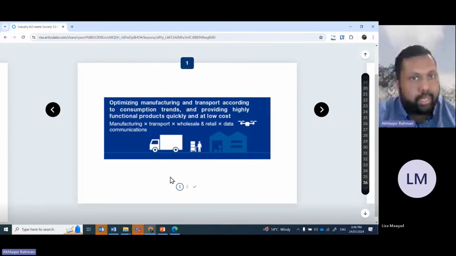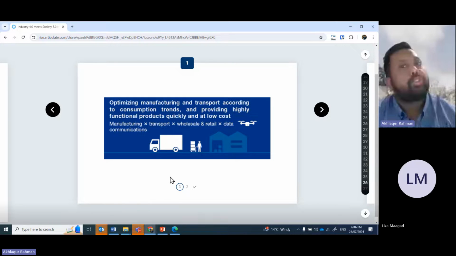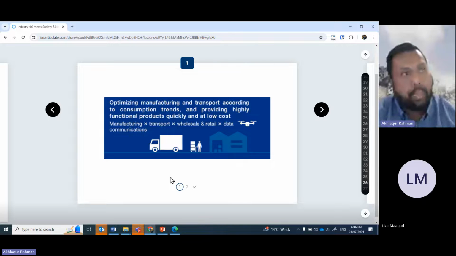So think about it again. You're optimizing your manufacturing process. So think about a manufacturing process that's going on. You're optimizing it and also connecting it with your delivery. So transport, you're optimizing that process according to consumption trends.